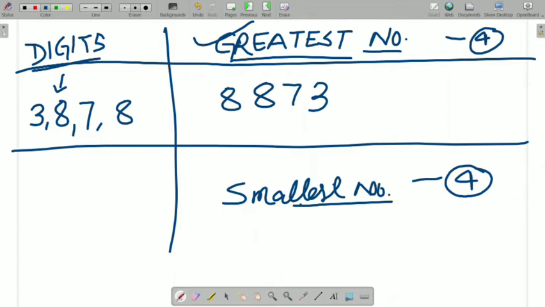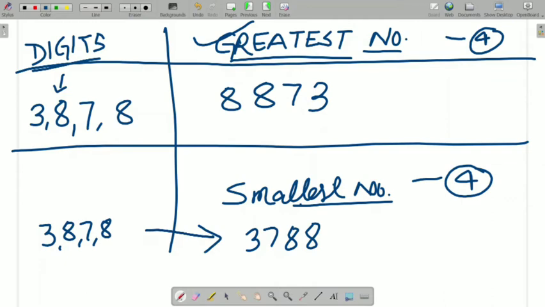Now using these digits you can also write the smallest number. So what will be the smallest number? It will be 3, 7, 8 and 8. Yes, we can take it. If you use the same digits 3, 8, 7, 8, you will get this as your smallest number. But here we will not take these digits. Here we are going to change the digits.